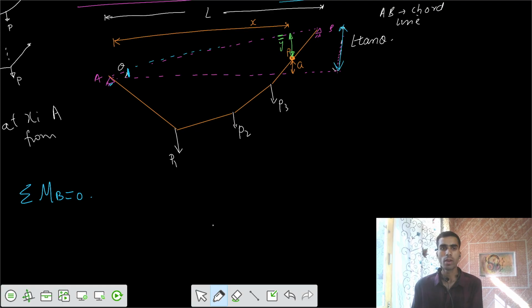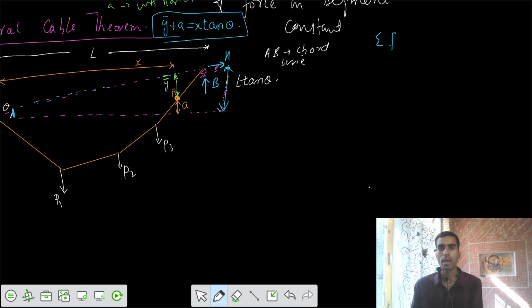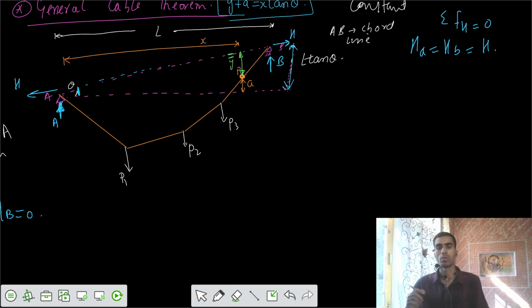If we have these supports, we say both are pinned supports. That means this one provides a reaction of HA and A, and from this side it also provides a reaction of HB and B. Now by force equilibrium, summation of horizontal forces equals 0. Since your loads P are vertical, no external horizontal force is there. So we say horizontal A equals horizontal B, equal to some value H, and both are in opposite directions. One is in this way, the next one is in this way.